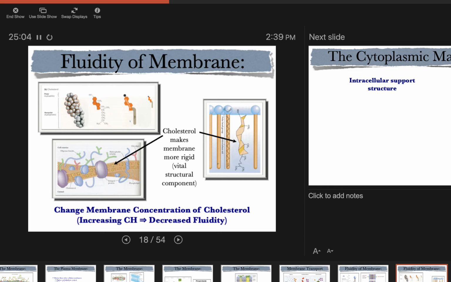About 1/3 of our body's cholesterol comes from our diet, 2/3 from our synthesis. So that should tell us it is an important molecule. We make enough so we don't have to eat it, but it's important in our body. So if we say decreased fluidity, that's like saying decreased permeability, right? The membrane is less flexible.